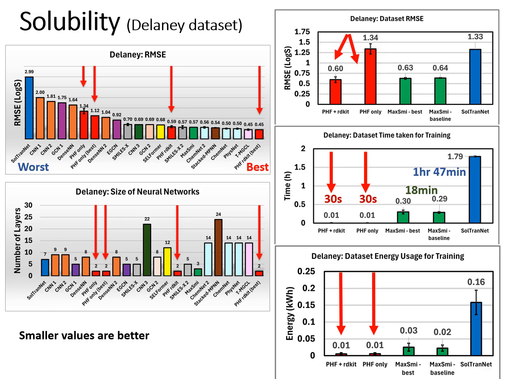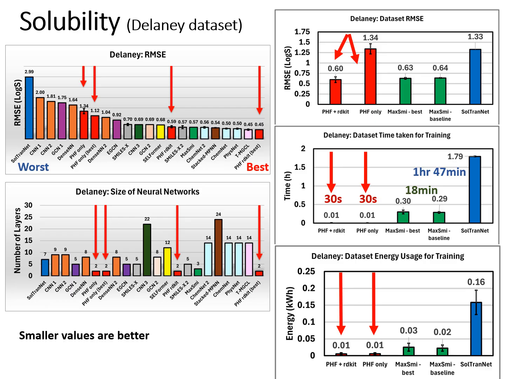Solubility is also very important for drug development, and on this problem we can equal the state of the art, as you can see on the top left of this slide. These are all neural networks, and you can see that we can use a much smaller and simpler neural network, which means it's cheaper and easier to train.